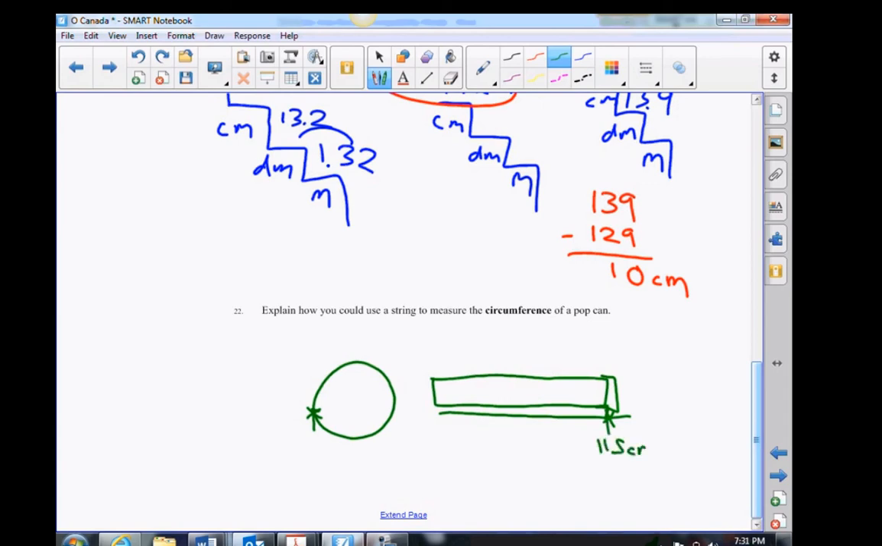Now remember, circumference is similar to perimeter. It is the perimeter around a sphere or a circular object. Okay, and that's how you would do that. Okay, that is the review.